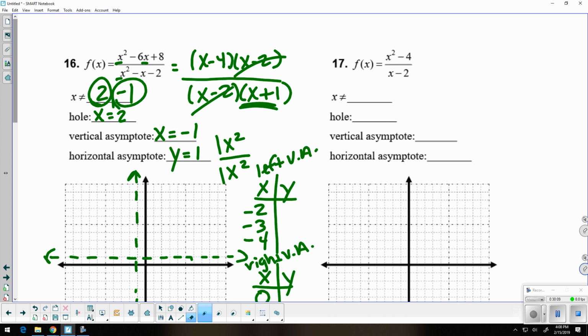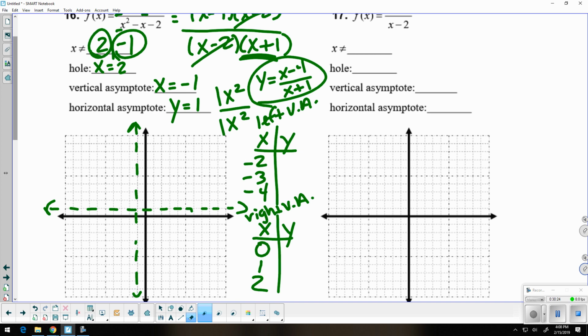Okay, what's my remaining function? After I canceled, all I have left is x minus 4 over x plus 1. Plug it into this one. It's a lot easier to calculate. Okay, so if you plug in these numbers for x, on top you would have negative 2 minus 4 is negative 6, negative 2 plus 1 is negative 1, so negative 6 over negative 1 is positive 6. Okay, next one, you get negative 7 over negative 2, so that'd be 7 over 2, which is 3.5.